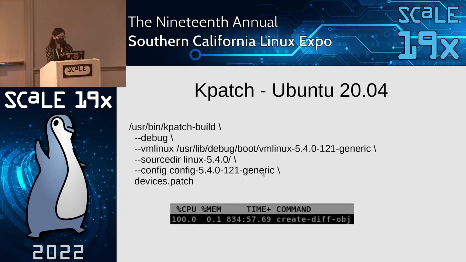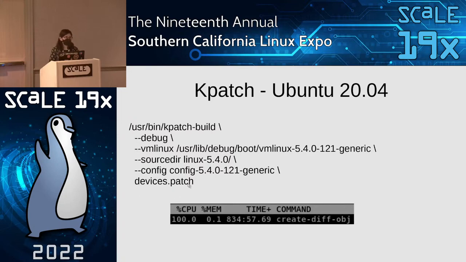So with Kpatch, I looked at Ubuntu 20.04, and I tried doing an apt-get of the Kpatch build tools and building against that. Very similar to with Zen, I need to give it a path to the vmlinux, the original symbols, a source directory, a configuration, and then finally my devices patch.